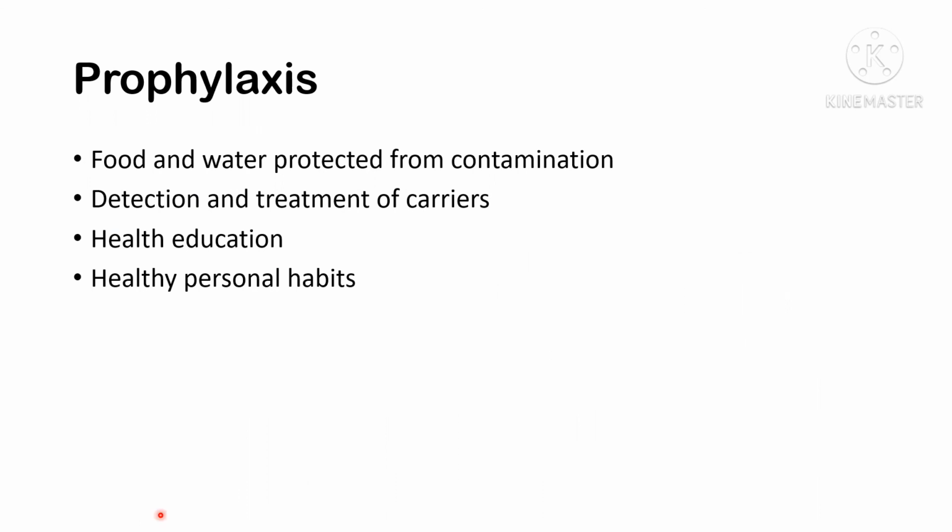Next is the prophylaxis or the control measures used for preventing the infection. Food and water should be protected from contamination. Detection and treatment of carriers also play a very important role. Then health education and maintenance of healthy personal habits are also very important for the prophylaxis of infections caused by Entamoeba histolytica. So that's all about the discussion of Entamoeba histolytica.